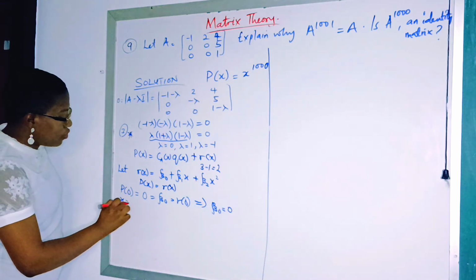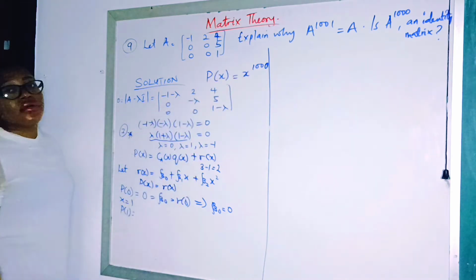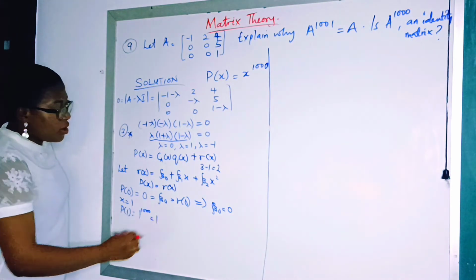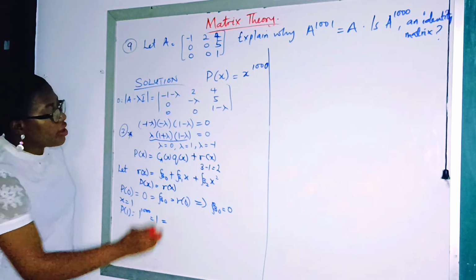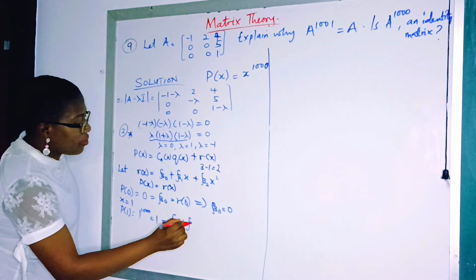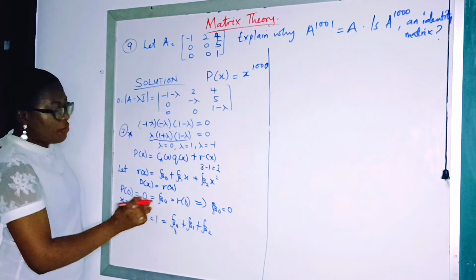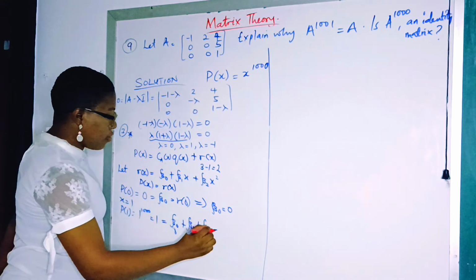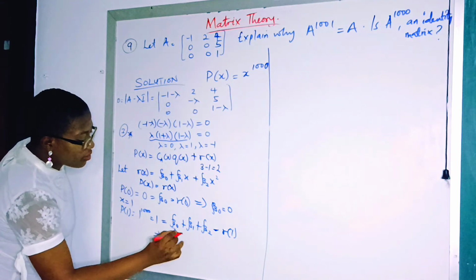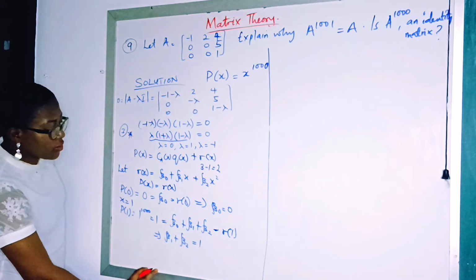For x is equal to 1, we have P of 1 is 1 raised to power 1000, which is 1. It's still 1, right? So I'm going to put 1 everywhere here. I have beta naught plus beta 1 plus beta 2, but I know that beta naught is 0 from up here. So this is equal to R of 1. So this implies that beta 1 plus beta 2 is equal to 1. The same thing with the third one.